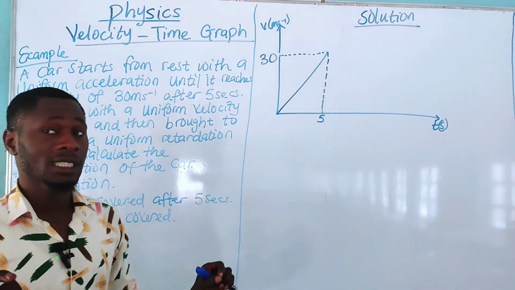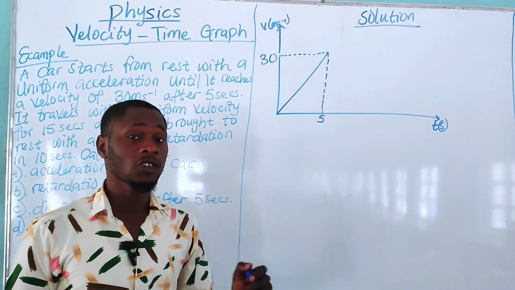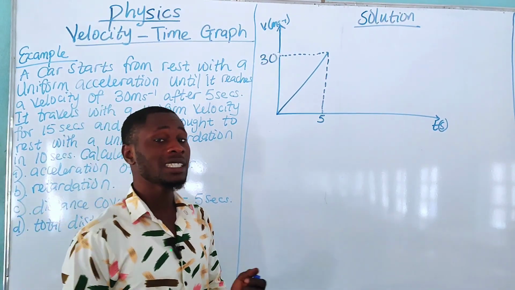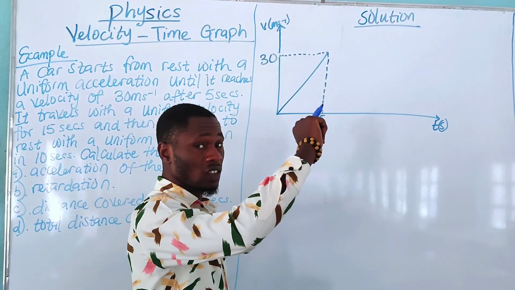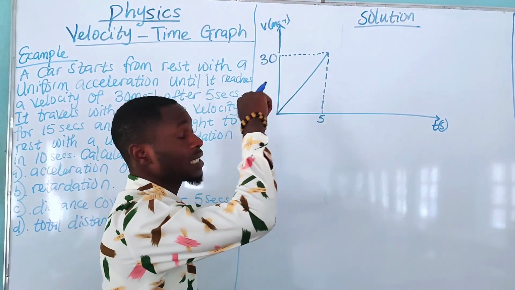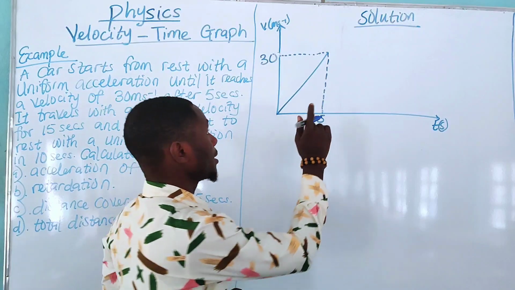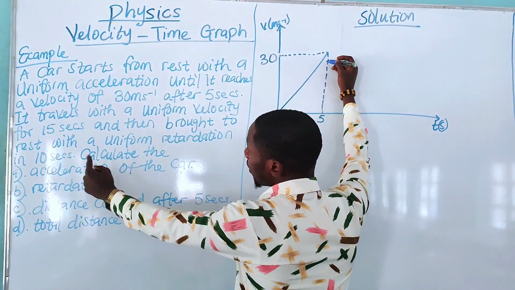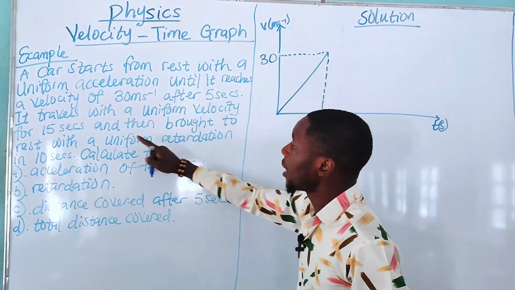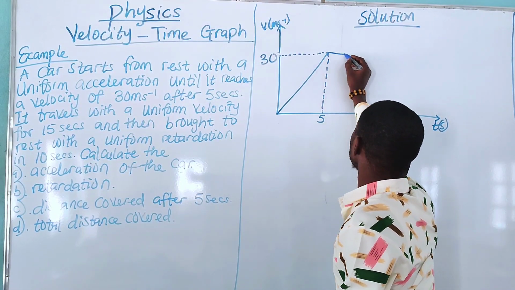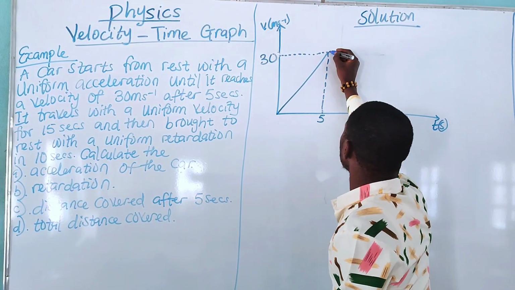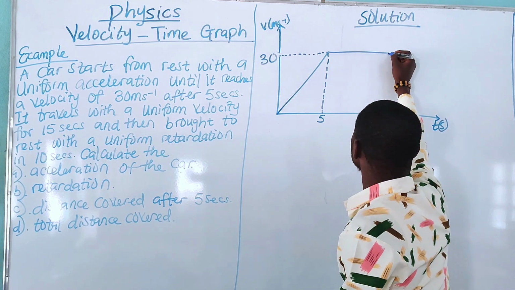Uniform velocity. Remember, uniform velocity is the same thing as what? Constant velocity. That means that the velocity at this point remains what? Constant. It does not change. It didn't increase, neither did it reduce. Rather, it is constant for how many seconds? For 15 seconds. So this velocity remains constant at this point for 15 seconds.